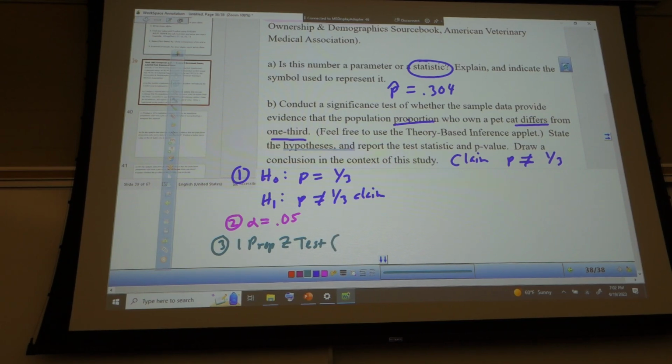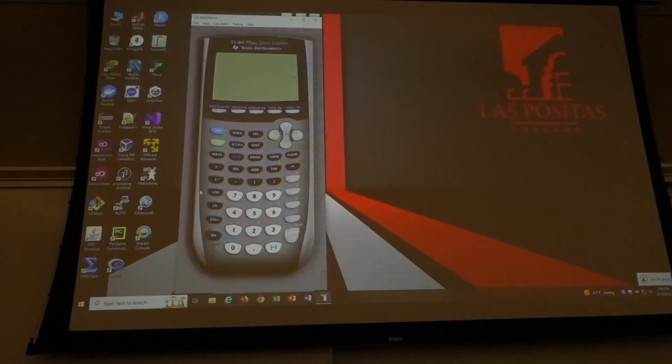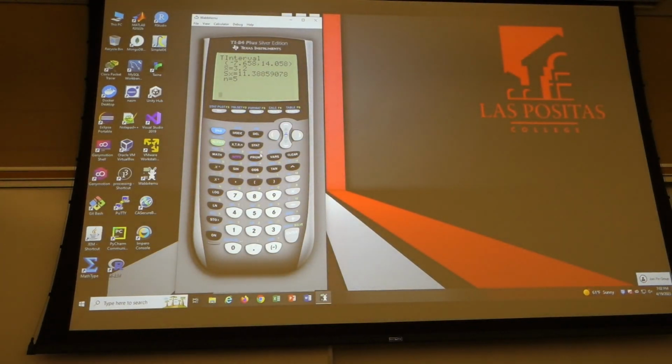So I'm going to pop open my calculator here. Stat, test, 1 prop z test. My p naught is 1/3, so I'm going to type in 1 divided by 3. Bam, it calculates for me, 0.33333. Super cool. My x, ooh, I don't know what my x is. So I've got to clear this for a second. I've got to figure out my x.